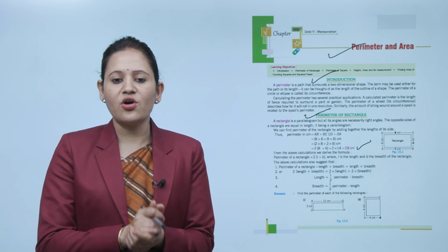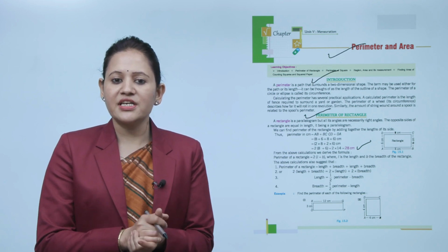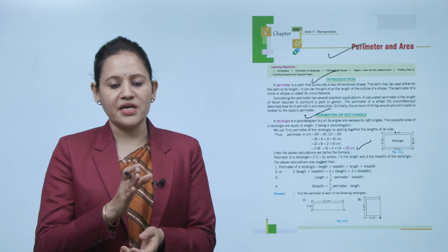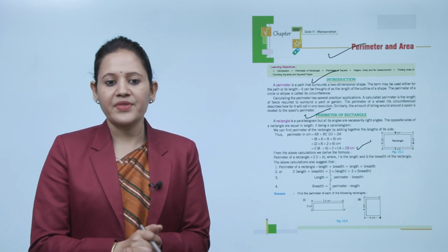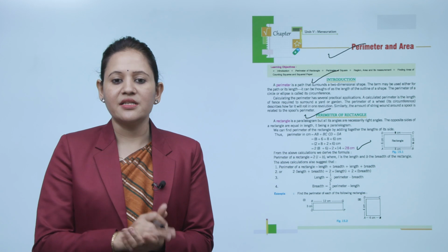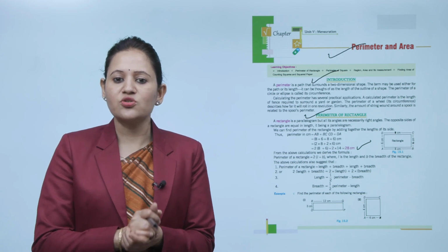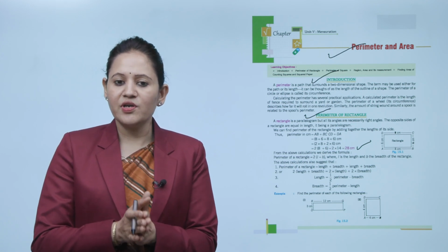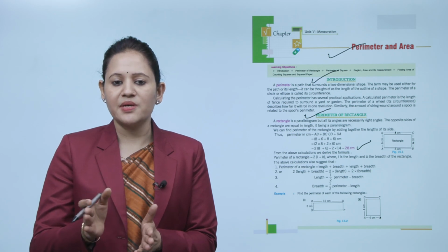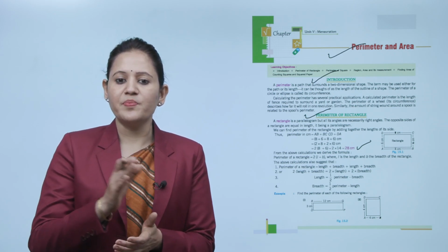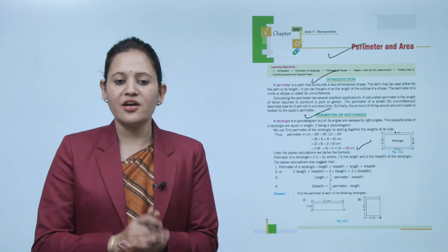The above calculation also suggests that the perimeter of a rectangle equals length plus breadth plus length plus breadth, or 2 (length plus breadth) equals 2 into length plus 2 into breadth. Length will be 1 by 2 perimeter minus breadth. Breadth equals 1 by 2 perimeter minus length. Now we'll take an example.